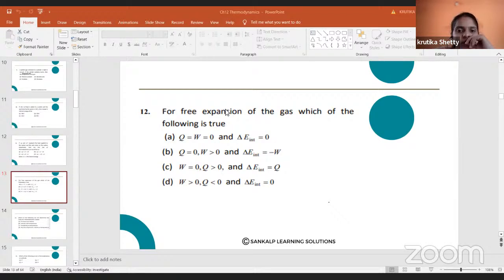Yes, correct. Other students? It is option D, yes, it is option D. Remember this condition. For the free expansion, the work done is greater than 0 and the heat is less than 0 and the change in internal energy is equal to 0. This is especially the condition for the free expansion of the gas.